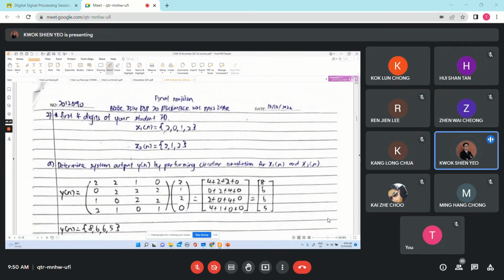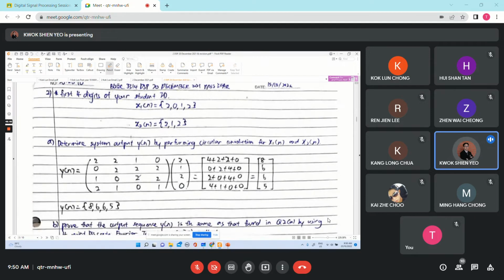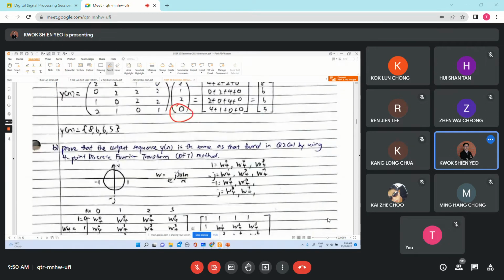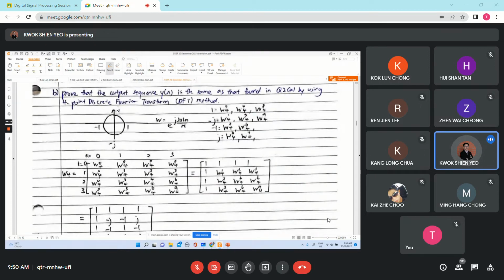Okay, this is the first question. Determine the system output by performing circular convolution. Okay, use the matrix method. That's okay, and you add a 0 here. Okay. Prove that the sequence y(n) is the same as that found by using the Fourier transform, DFT.